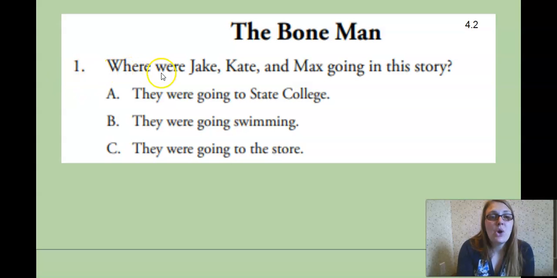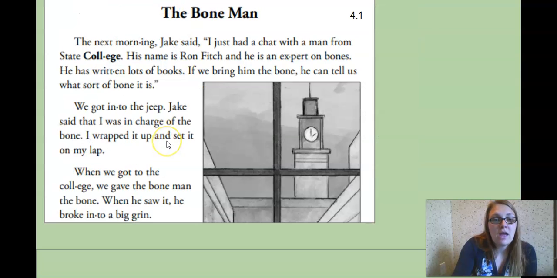Number 1. Where were Jake, Kate, and Max going in the story? A. They were going to State College. B. They were going swimming. C. They were going to the store. Okay, let's look back in the story.